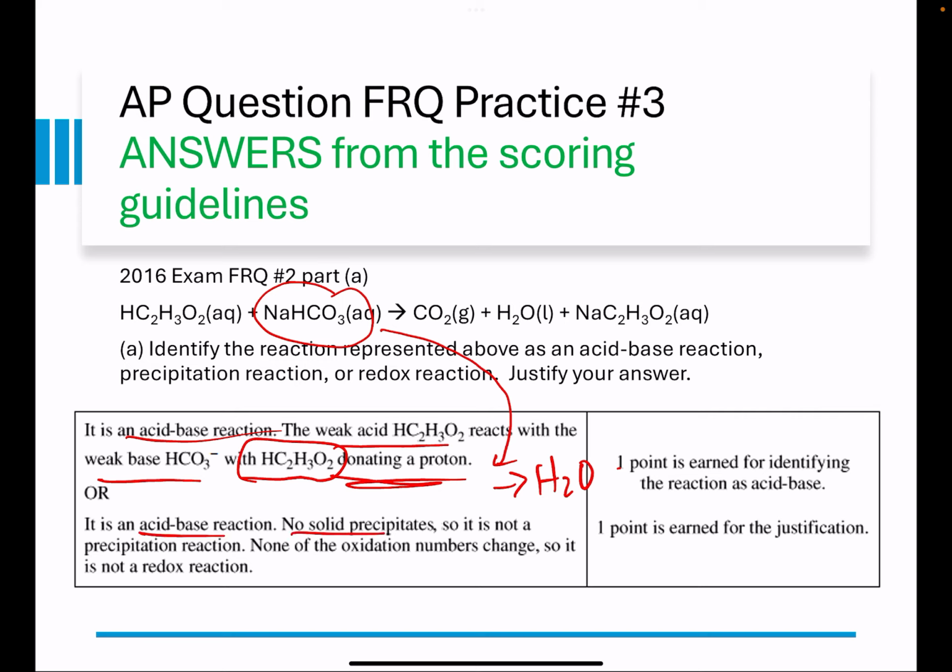Again, there's no solid, so it's not a precipitate, and none of them change. So you could do the negative, right? So you could rule them out and say, hey, if that's the case, then you're only left with one answer. So there's two ways to go about it. I think probably the first way is going to be straightforward. So identify the weak acid and base, and probably identify which one is the donor and which one is the receiver, and the product, which is H2O. That's fine. So I was able to identify the product, but I wasn't able to articulate the proton donation thing. So keep those in mind.